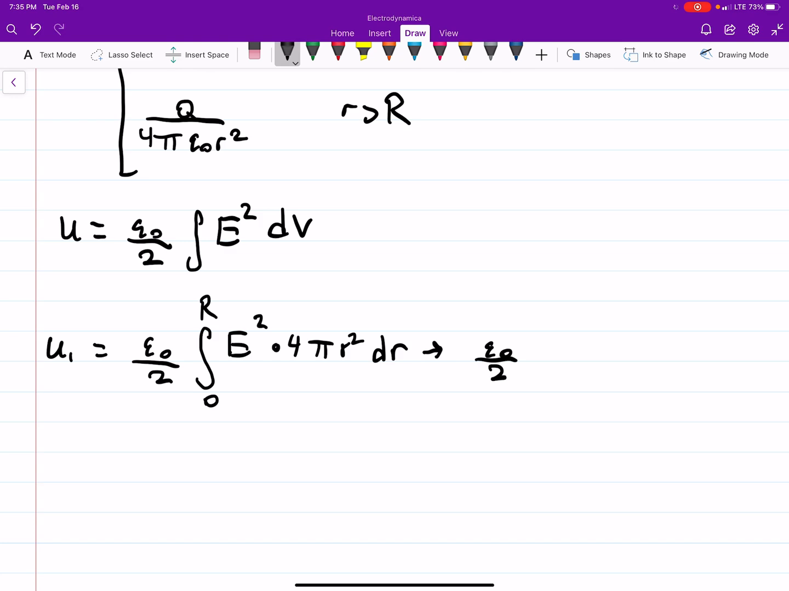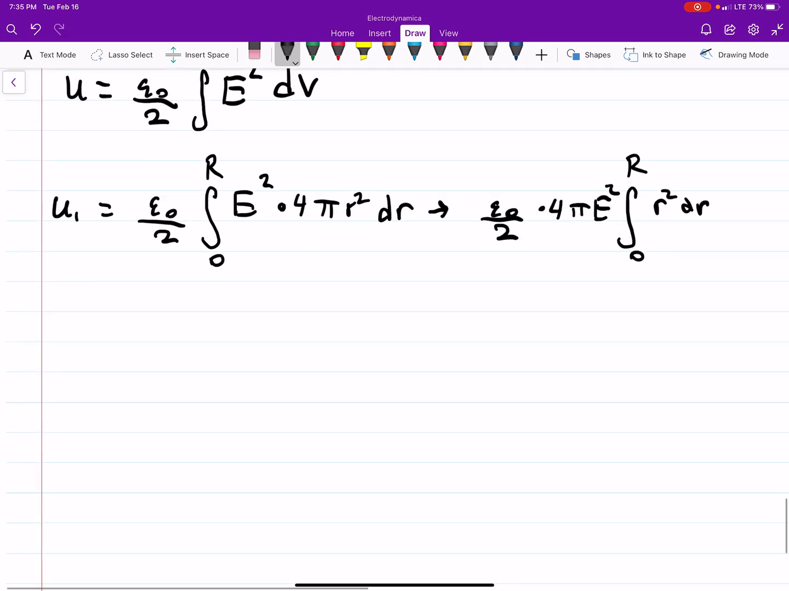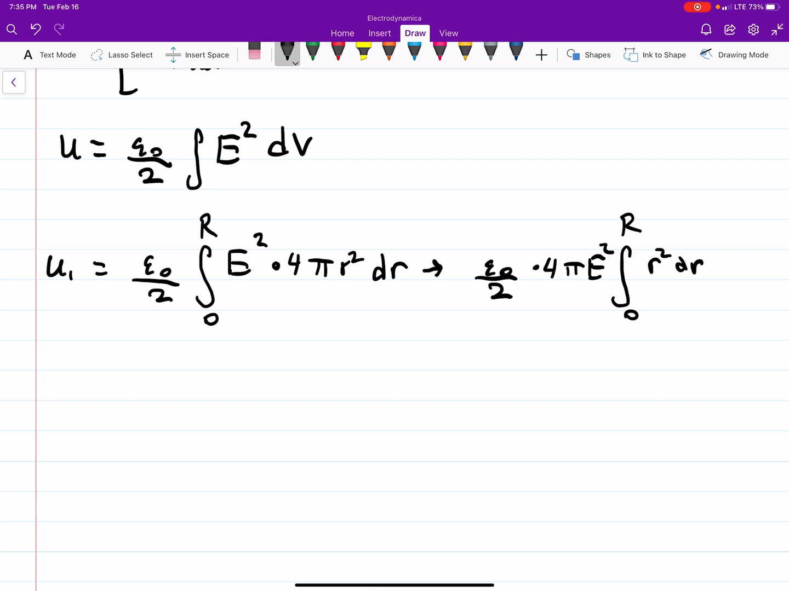epsilon naught over 2 times 4 pi E squared, the integral from 0 to R of r squared dr. So all we have to do is integrate that by adding 1 and then dividing by it. And if we do that, we should get that our E field, well, first let's do, actually, no, this is wrong. I'm sorry. I made a mistake here. I know what I did wrong, though. So pitfall, perfect. Perfect pitfall to call out.